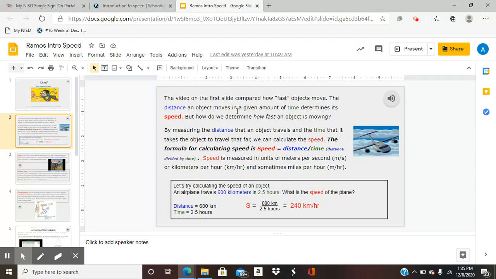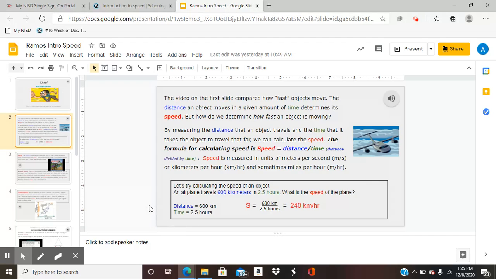The distance an object moves in a given amount of time determines its speed, but how do we determine how fast an object is moving? By measuring the distance an object travels and the time that it takes the object to travel that far, we can calculate the speed. The formula for calculating speed is speed equals distance divided by time. Speed is measured in units of meters per second or kilometers per hour, and sometimes miles per hour.